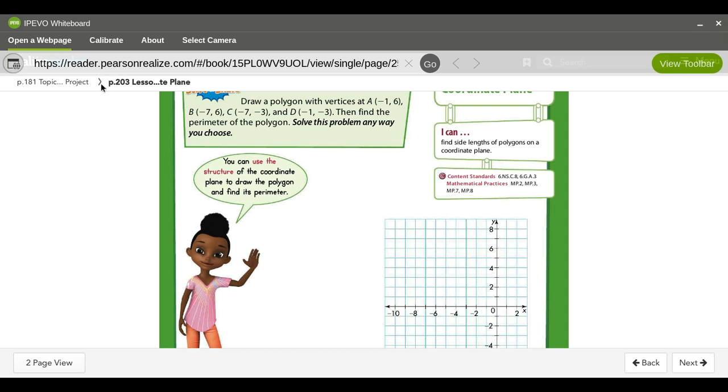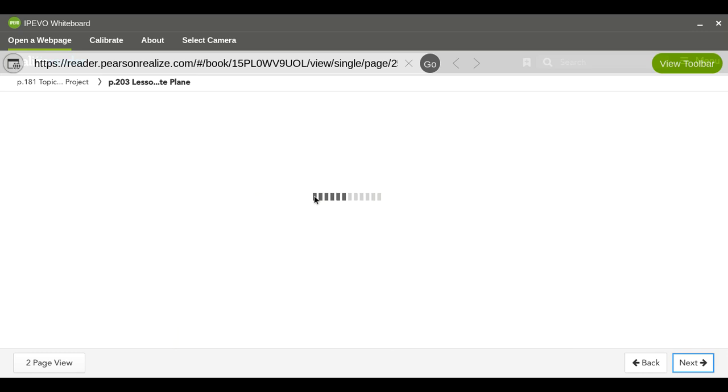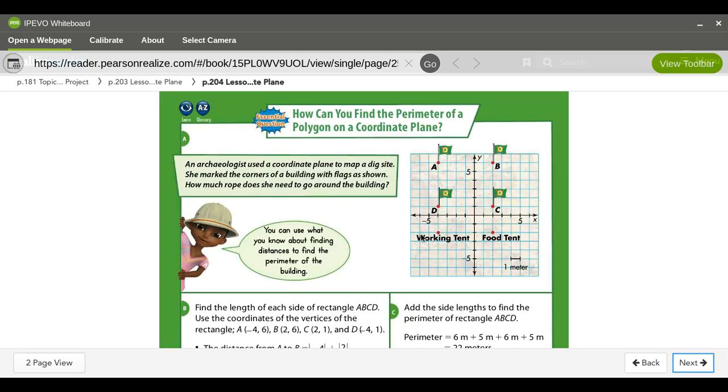Okay, so we're going to take a look at your next page. Your next page says, how can you find the perimeter of a polygon on a coordinate plane? So we're really going to be looking at that polygon practice. We have a map that we're going to be looking at. It says an archaeologist used a coordinate plane to map a dig site. She marked the corners of a building with flags as shown. So here are the corners of my building, marked with the flags as shown.